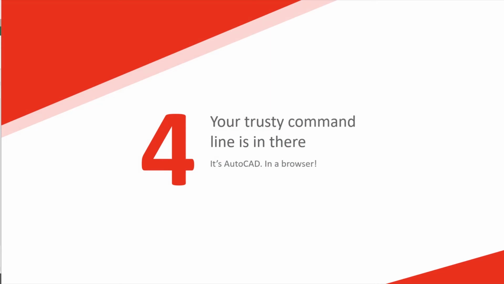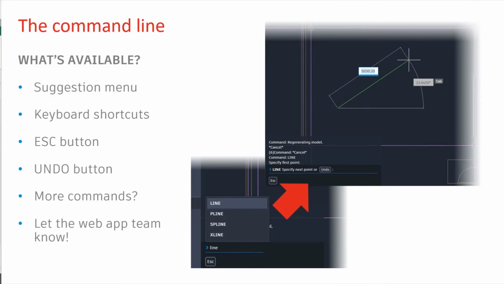Number 4, your trusty command line is there, exactly the same as if it's in the desktop view. So just like on your desktop, as you type it will suggest the command you're expecting. Keyboard shortcuts work exactly the same, escape, undo and more.